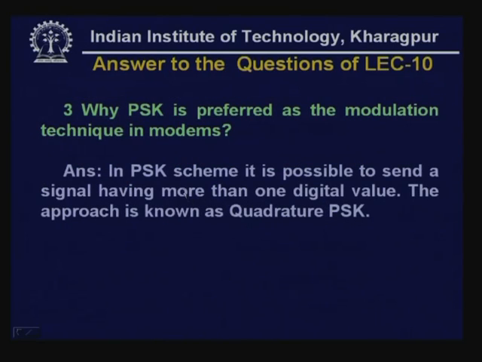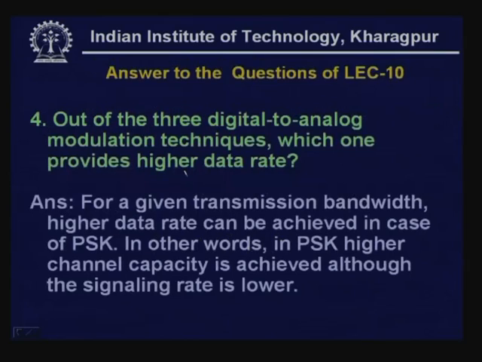Then, the third question was, why phase shift keying is preferred as the modulation technique in modems? In PSK scheme, it is possible to send signal having more than one digital value. The approach is known as quadrature PSK. That means the baud rate is less. Baud rate is less than the data rate. As a consequence, we can send more data through a transmission medium of smaller bandwidth. That's why PSK is preferred.